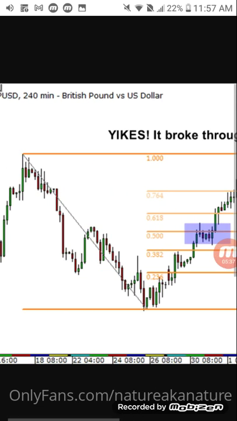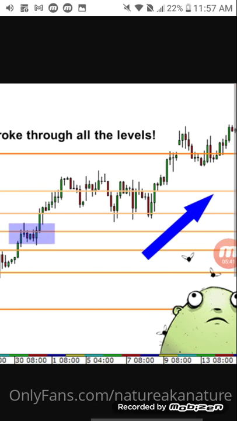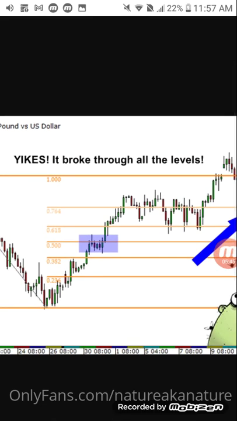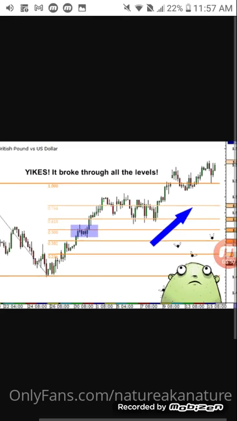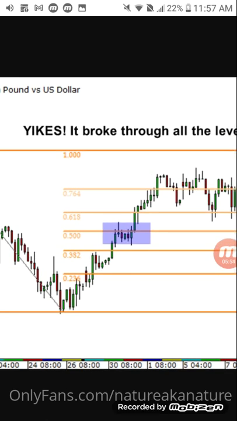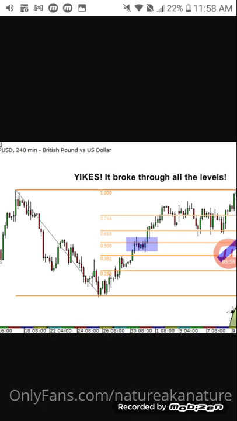Past the swing high. This is the swing high, and this is the swing low. It broke past the swing high. It broke through all the Fibonacci retracement levels, and it's still heading up. So this can happen. You would have placed your sell order at the 50 retracement level for this downtrend.